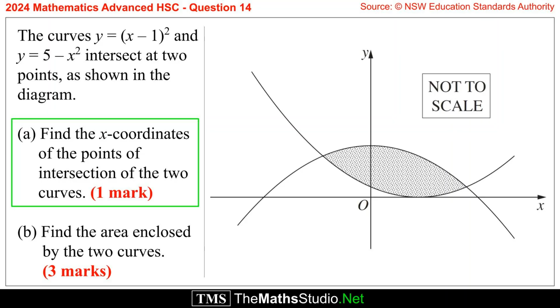Question 14. The curves y equals (x minus 1) squared and y equals 5 minus x squared intersect at 2 points as shown in the diagram. Part A. Find the x coordinates of the points of intersection of the two curves.